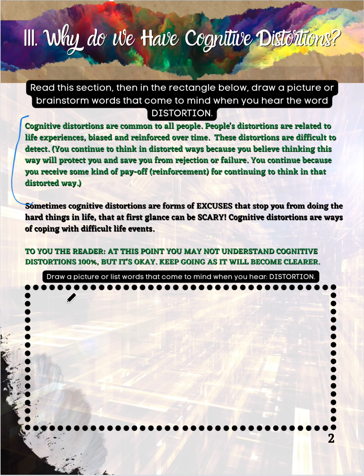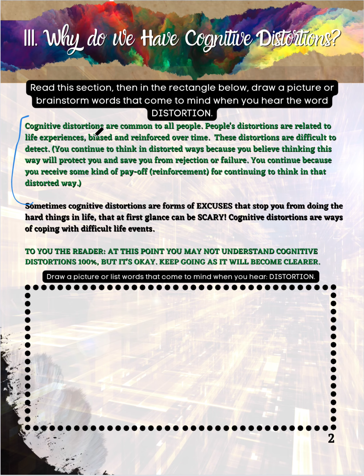Okay, so why do we have cognitive distortions? Cognitive distortions are common, okay, to all people. People's distortions are related to life experiences that are biased and reinforced over time, right? So in the previous example, you have a life experience, you think something, like an idea or rationale pops into your head, okay? And then you just reinforce it over time. Like you keep telling yourself that that's the reason. So anytime any kind of related situation arises, you might reinforce that negative belief. And when you keep doing it, it just becomes habitual.